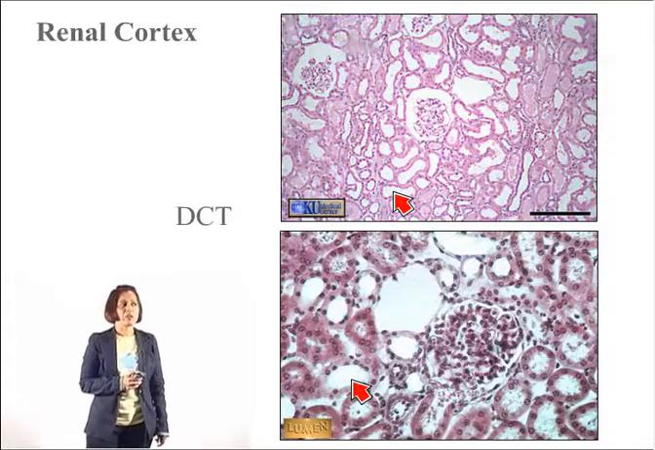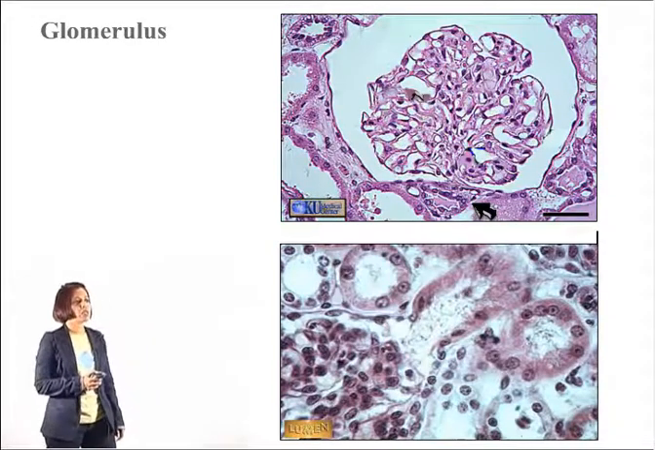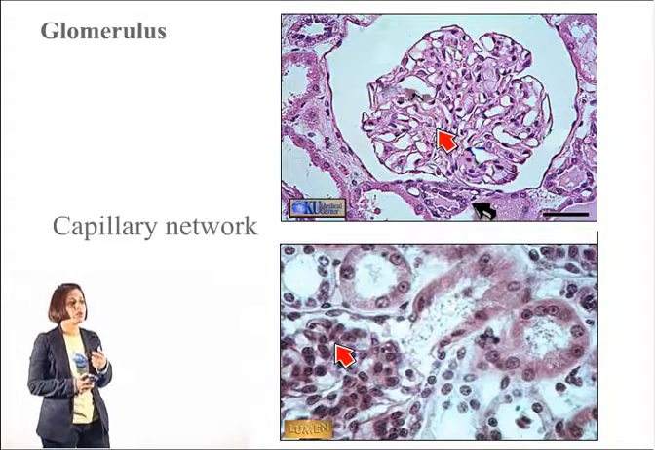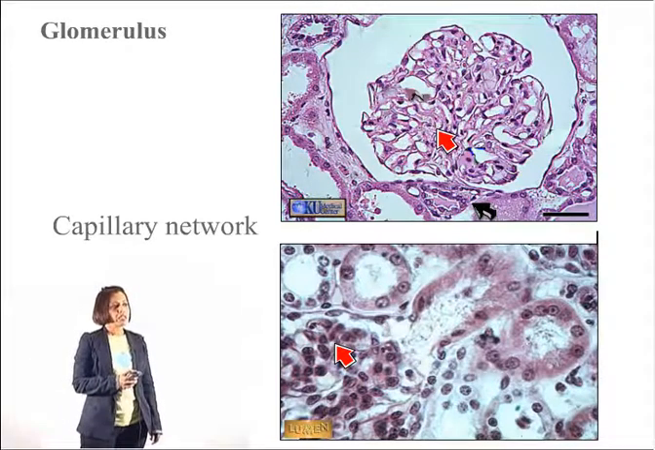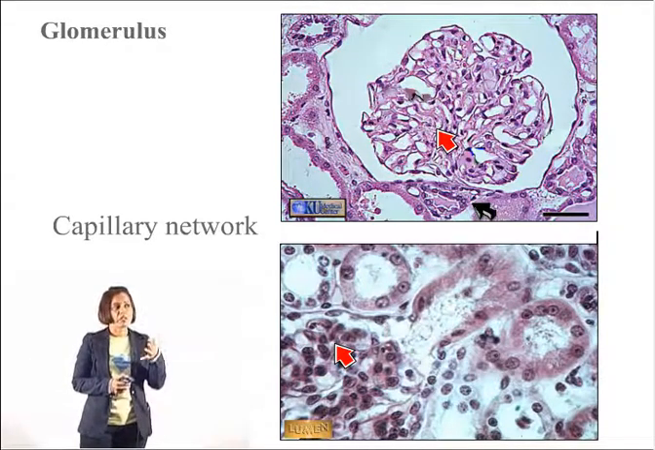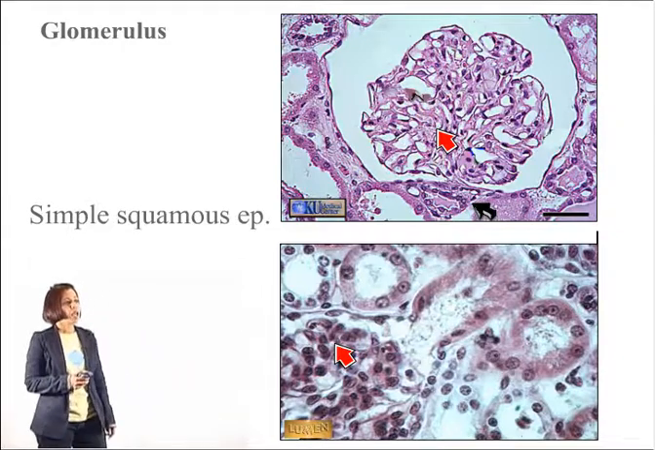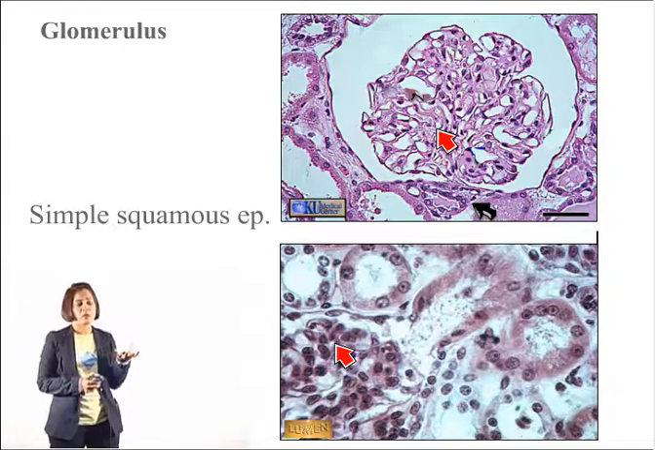Now let's look at the glomerulus in a little more detail. Here you see a capillary network. The entire glomerulus is really a capillary network which is fed by the afferent arteriole, and the exit is through the efferent arteriole. These capillaries are lined by simple squamous epithelium, naturally, so that filtration can occur well. And the glomerulus sits inside the Bowman's capsule.